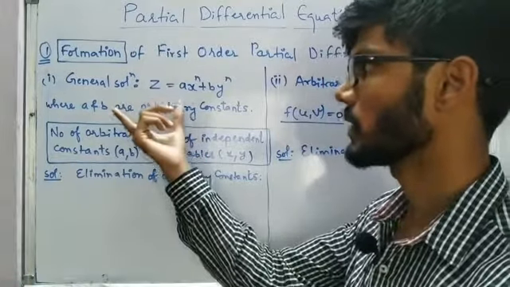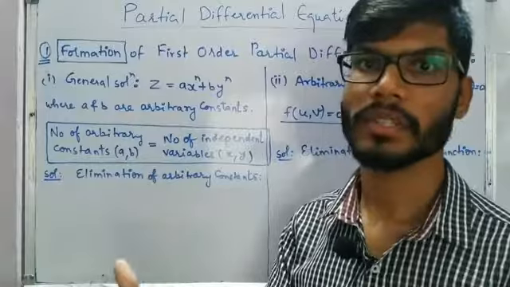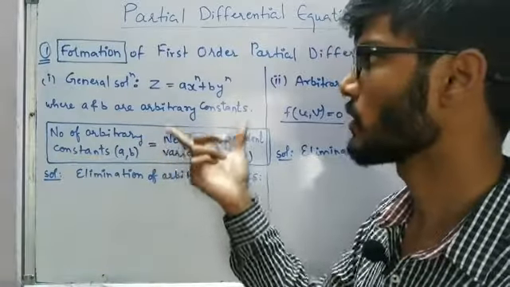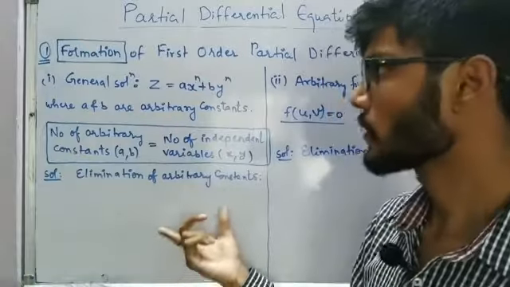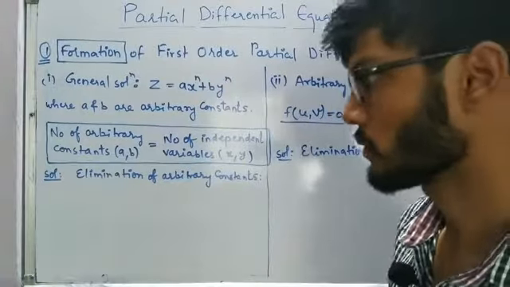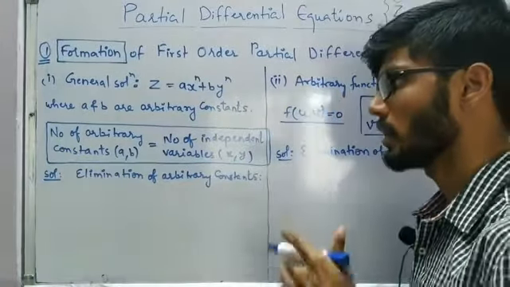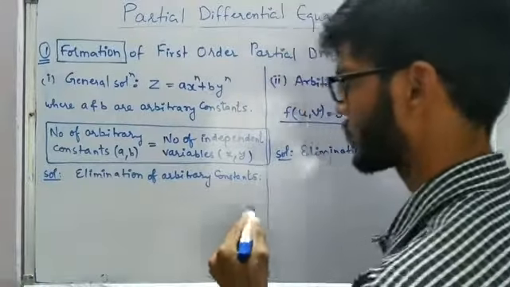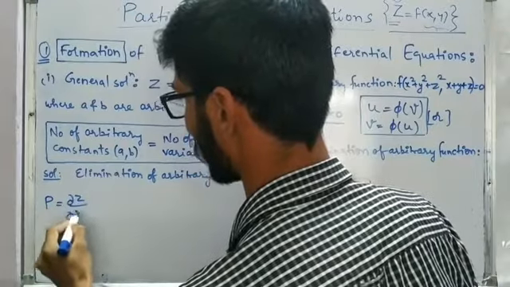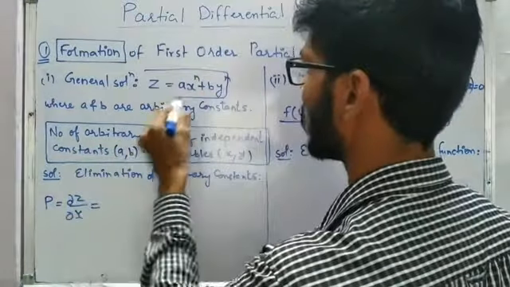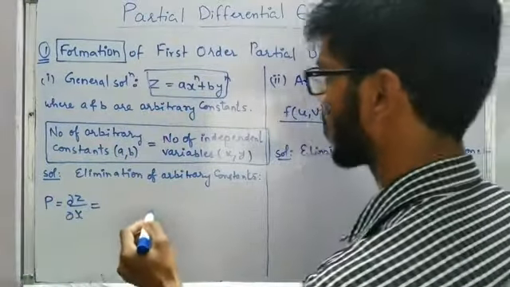If we have the general solution, it is quite obvious that the general solution is going to have the arbitrary constants in it. So to get the partial differential equation back, you have to eliminate those arbitrary constants. That is going to be the main work. So, elimination of arbitrary constants. How do we have to do that? We know that p is equal to dou z by dou x. So differentiate the given general solution with respect to x.